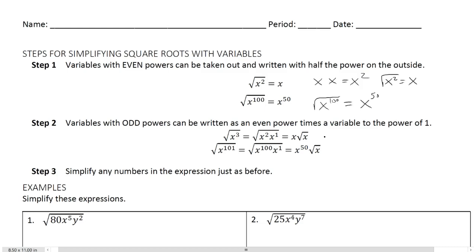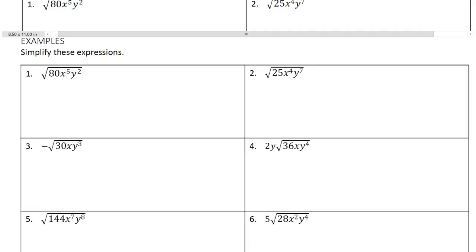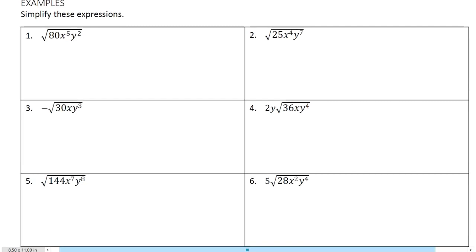X to the 101st power would be x to the 100th times x to the 1. The square root of x to the 100th is x to the 50th, leaving the square root of x inside the radical. Every time you simplify a variable with an odd power, you will leave one variable inside. Here are some examples.